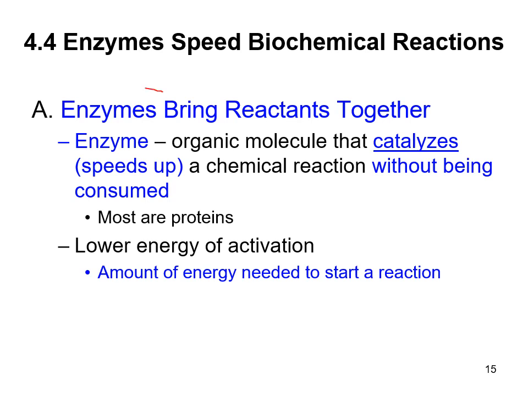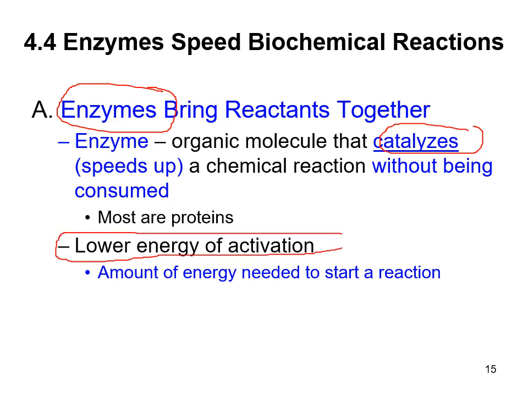Enzymes are classified as biocatalysts, and a catalyst means that it speeds up. In this case, the enzyme is going to speed up chemical reactions, and it's going to do so by lowering the total amount of energy that is required for activation. By lowering the energy required for activation, it will allow the reaction to get started quicker and to get to its final goal at a faster rate.